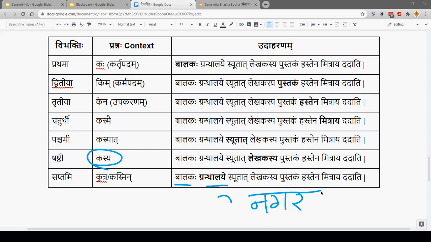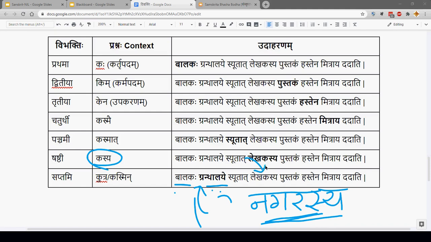So we can add the shashti, or sixth case ending, for nagara. What is the sixth case ending for nagara? Nagara is a napunsakalinga word like phala, pustaka. So what will be the sixth case ending? Nagarasya. So we can add nagarasya here. Balakah nagarasya granthalaye syutat lekhakasya pustakam hastena mitraya dadati. In that case, the shashti, sixth case ending word comes twice: one is nagarasya and the other is lekhakasya.